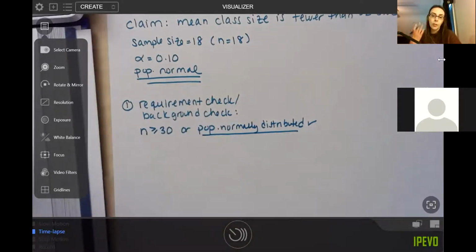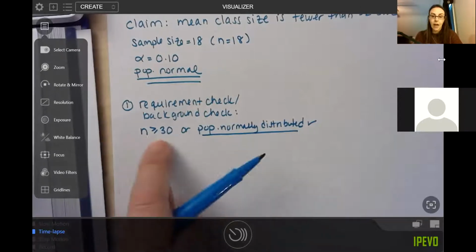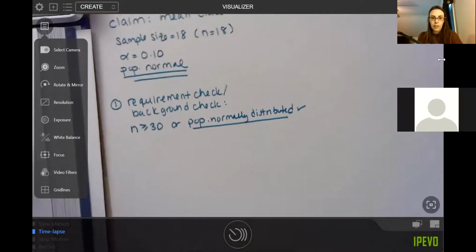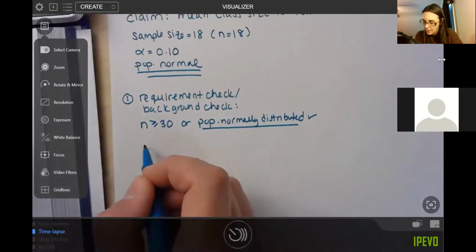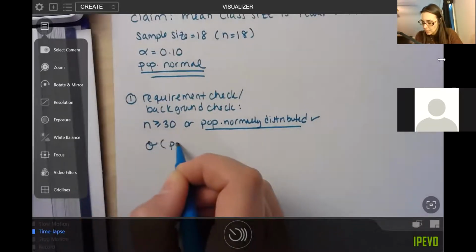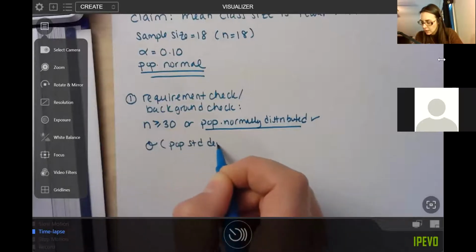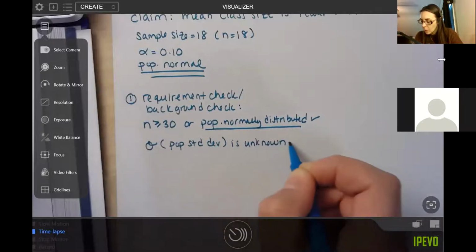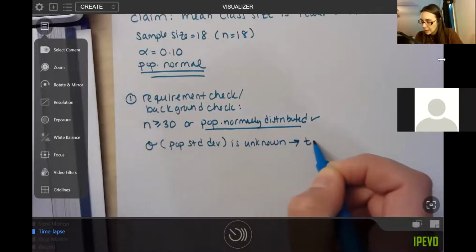You're going to notice that when you do the project that your sample size is going to be 40. So you're going to end up satisfying this other piece. So you'll be able to proceed and actually go ahead and do those confidence intervals and all that hypothesis testing. But you are required to do that background check before you start. The other thing we're going to notice here is that the sigma, which is the population standard deviation, is unknown. So when it's unknown, you are using the t distribution instead.